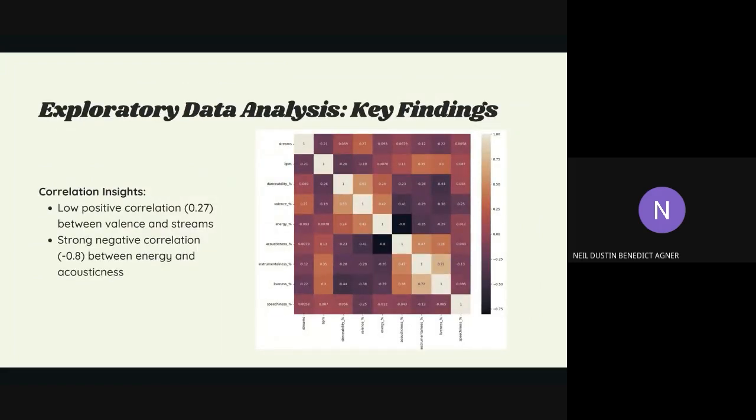After cleaning our dataset, we applied exploratory data analysis. Using a heat map, we were able to explore the correlation between the different features. We observed that out of all the musical characteristics, valence had the highest correlation to the number of streams. However, it is to be noted that this still had a low positive correlation. Out of all the correlations, energy and acousticness had the lowest correlation, with a strong negative correlation of negative 0.8.